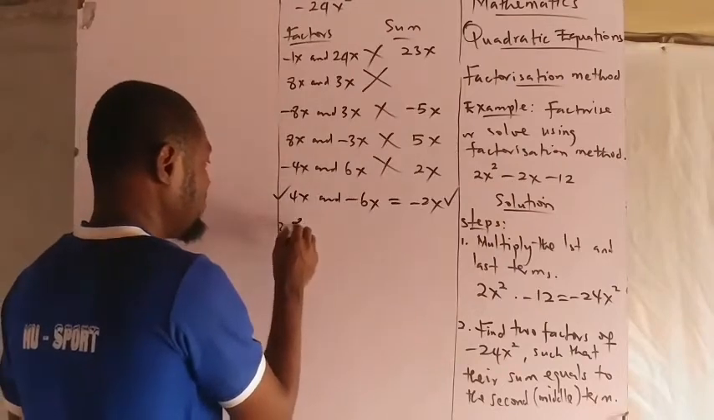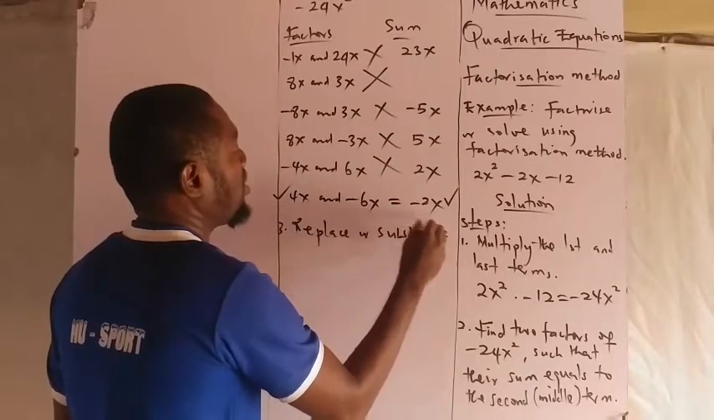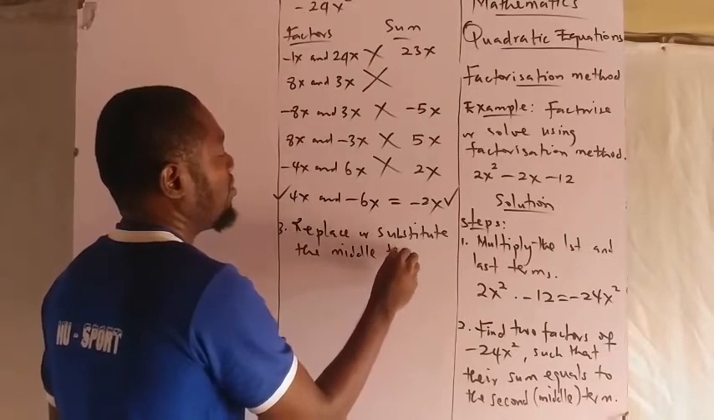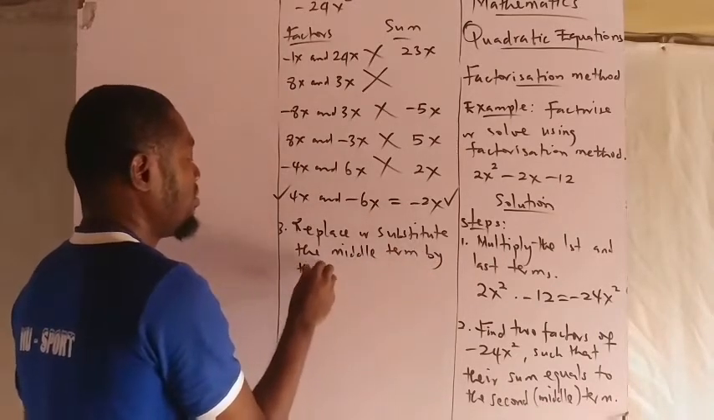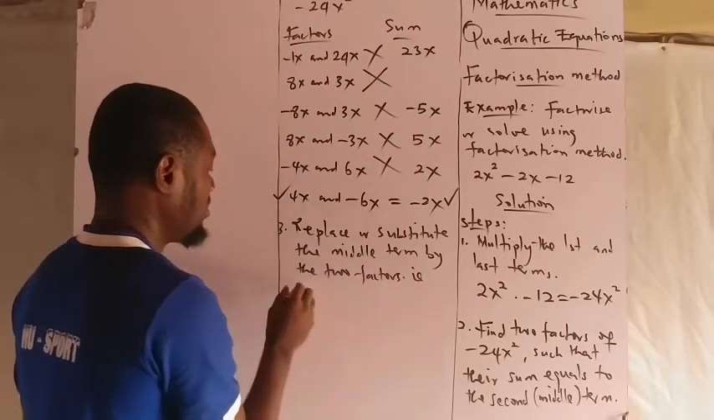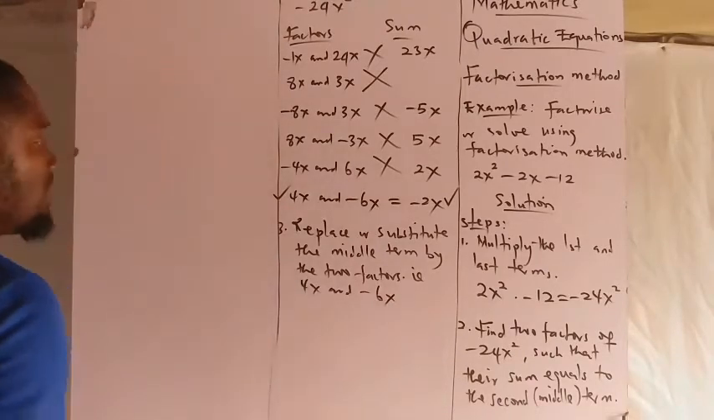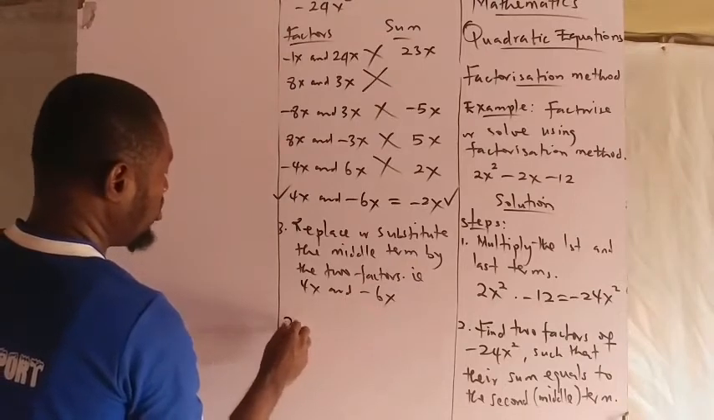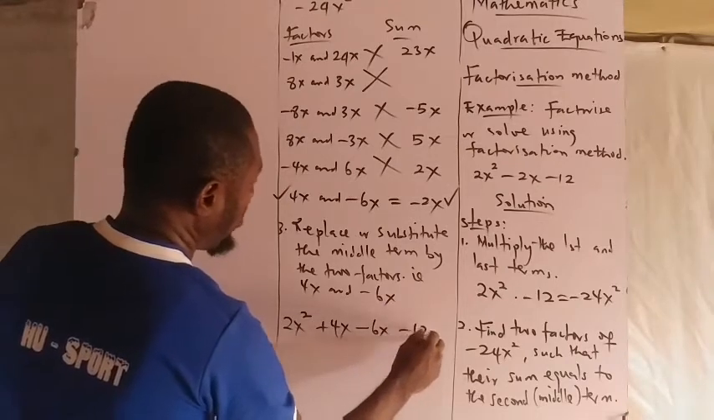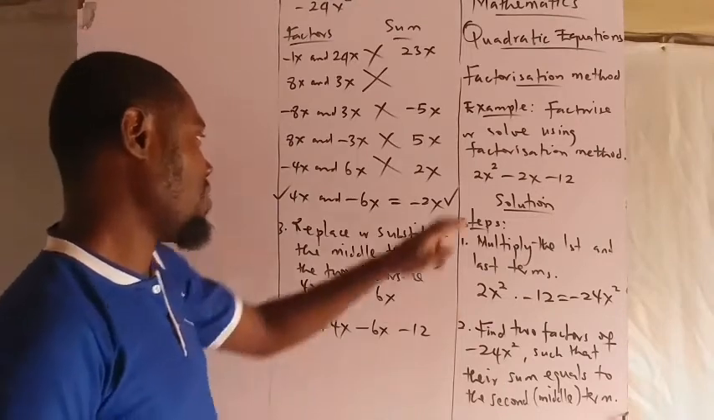So replace or substitute the middle term by the two factors, that is 4x and minus 6x. So if I do that, my equation now will be 2x squared plus 4x minus 6x minus 12. The expression will be, not equation. We are solving expressions, not equation.